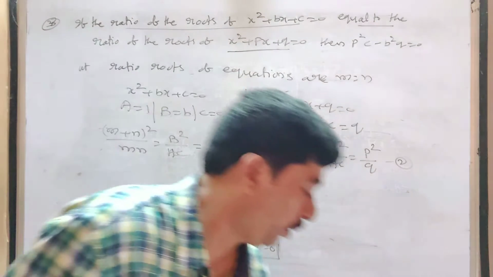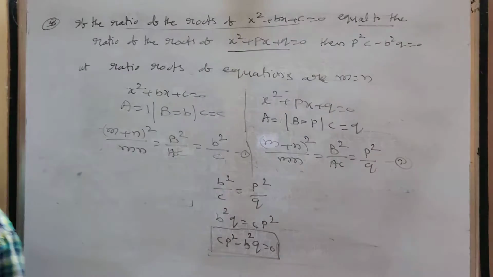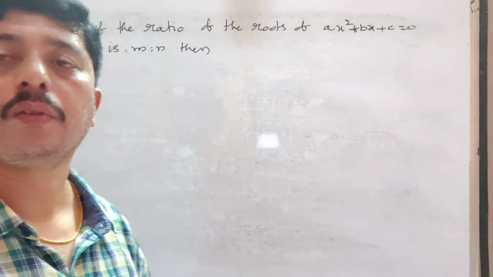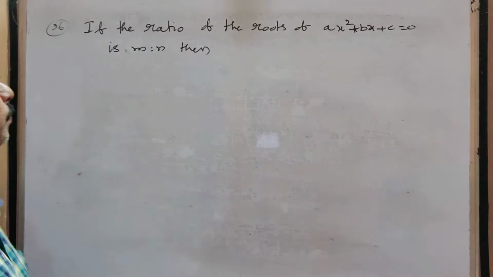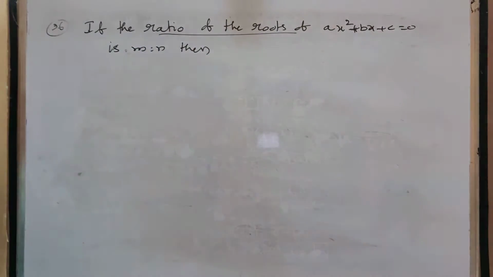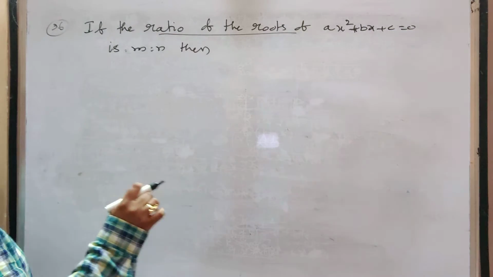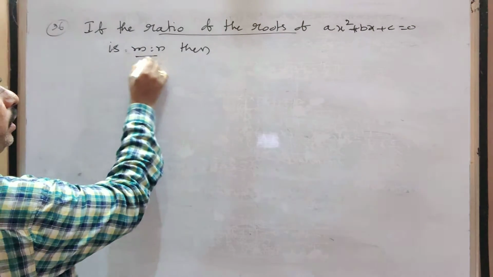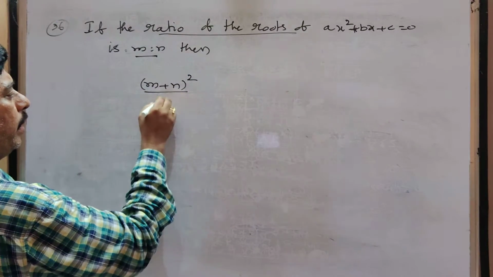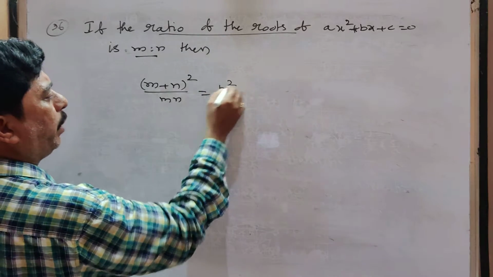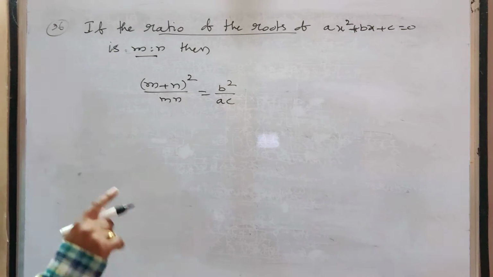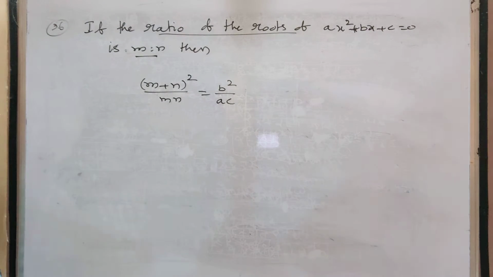Check the solution. Coming to next question. The ratio of the roots of the equation ax square plus bx plus c equal to 0 is m is to n. Then satisfy the condition (m plus n) whole square by mn equal to b square by ac. Options are in terms of square root.